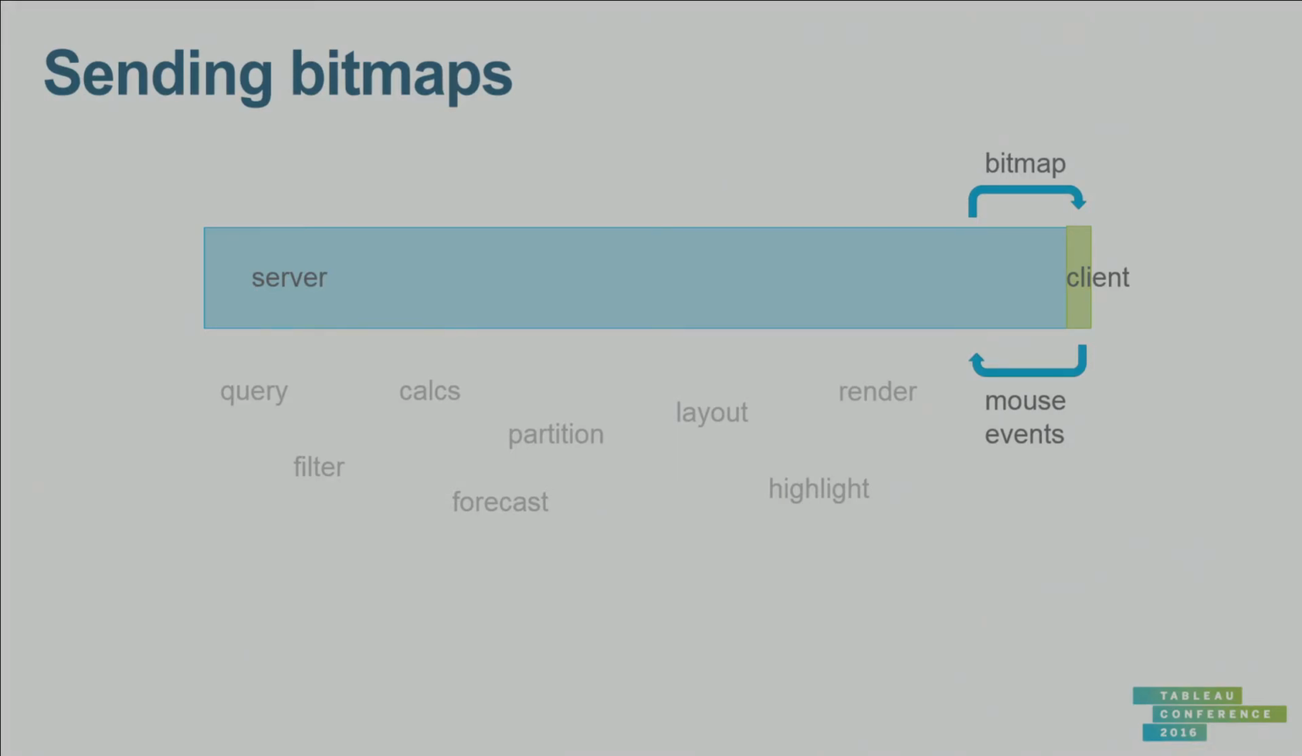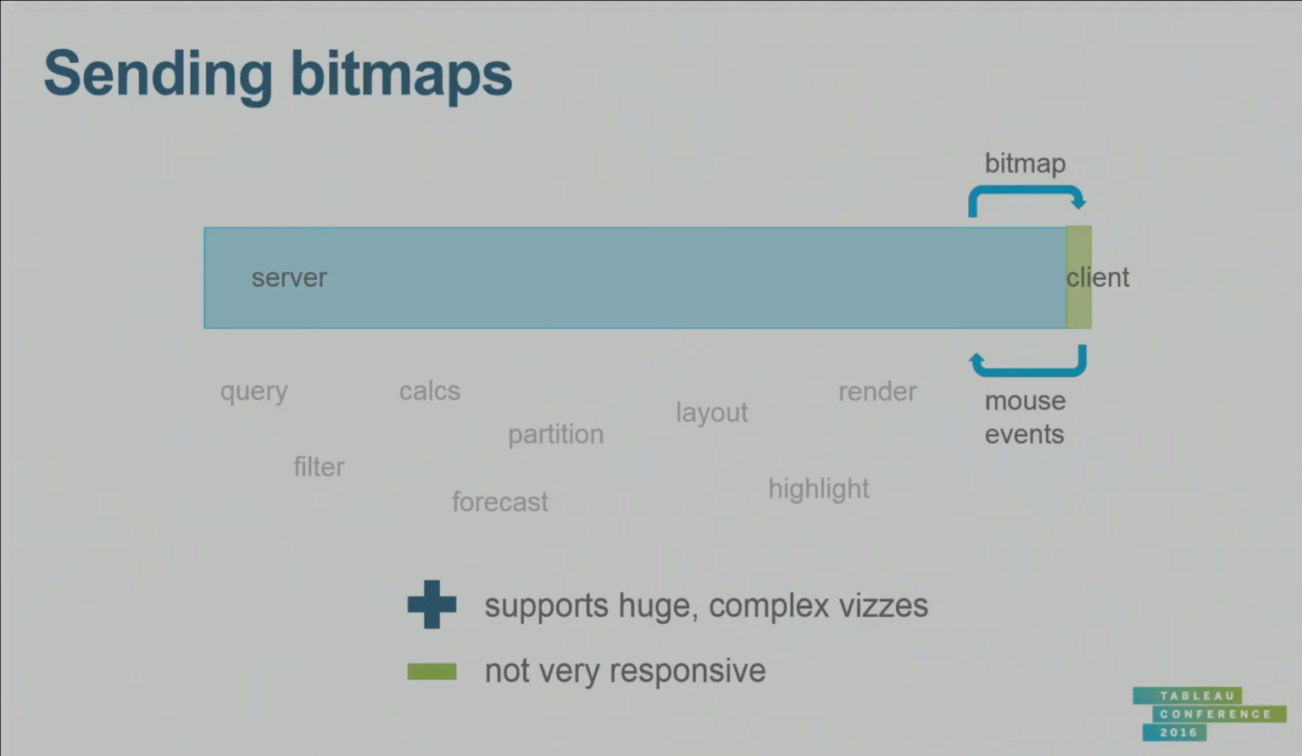And then calculations and forecasting, partition for small multiples, different kinds of layout, highlighting, rendering. At the very end of that comes out a bitmap, and we can send that bitmap to the client. So this was the original design of server when we first shipped it, and it's still what we do when the viz is too complex for the browser client to be able to handle it. The great thing about this is it supports the huge, arbitrarily complex vizzes that you can do in Tableau. But of course, the drawback is that it's not very responsive, because we send bitmaps up to the client.